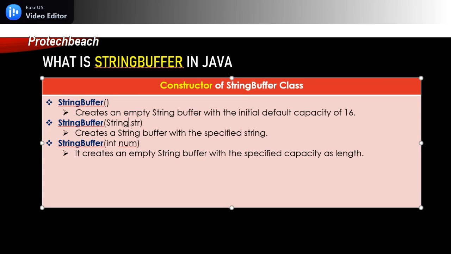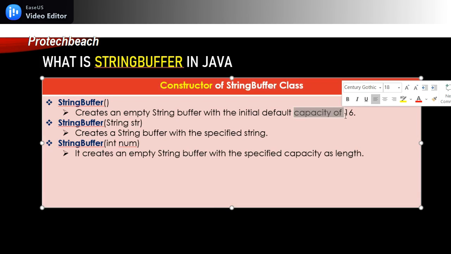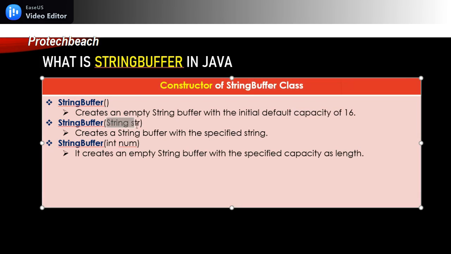One takes a string argument, another takes an integer argument. The StringBuffer initializes its capacity to 16 by default. If you pass a string value, a StringBuffer with that specific string will be created. In this case, as we have mentioned, 16 is the default capacity if you don't pass any parameters. But we can customize it by passing a value here.